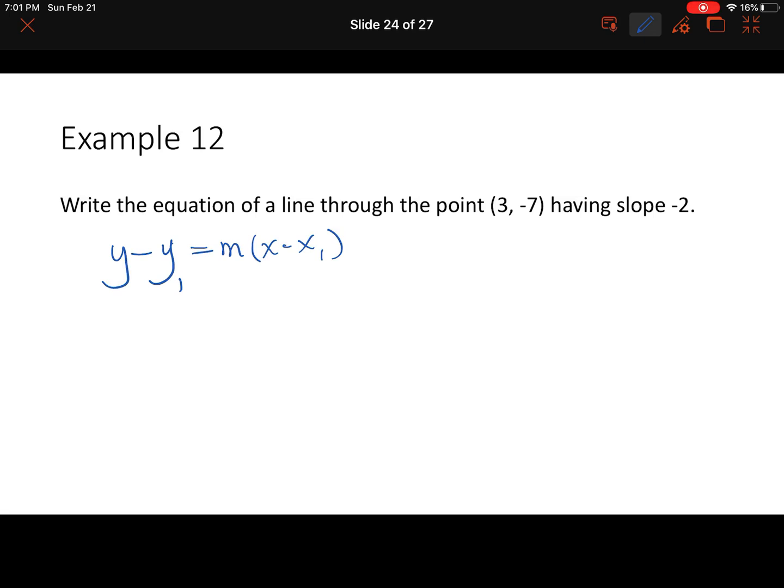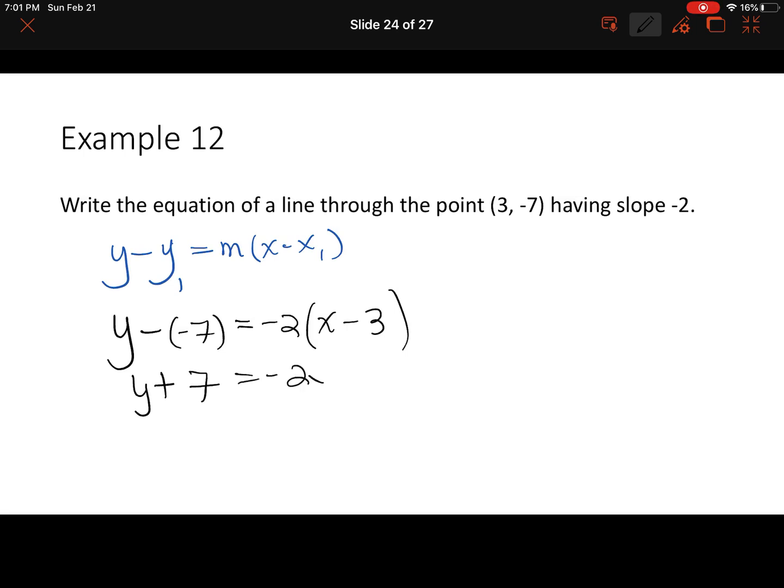Now we have y. The y value from the given point is -7, equals the slope given is -2, times x. The x value of x1 is 3. Boom, bada bing, bada boom. You have y plus 7 equals -2x plus 6. But don't leave it like that. Get your final answer in slope intercept form.